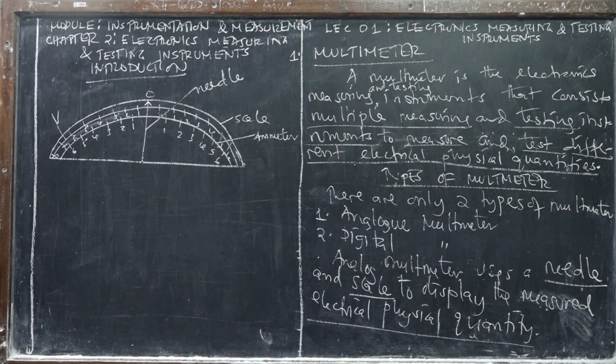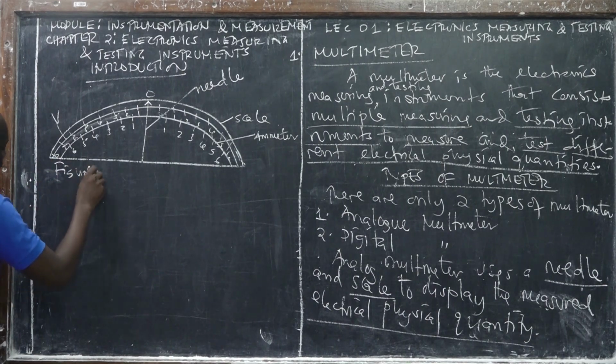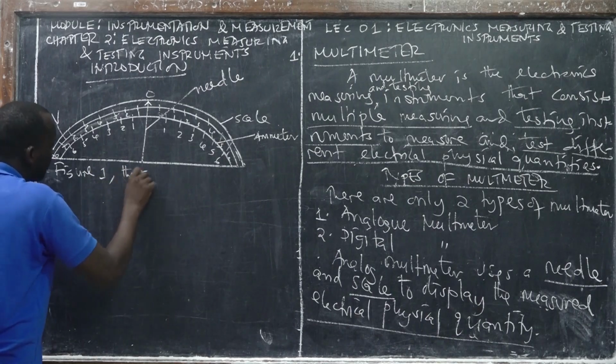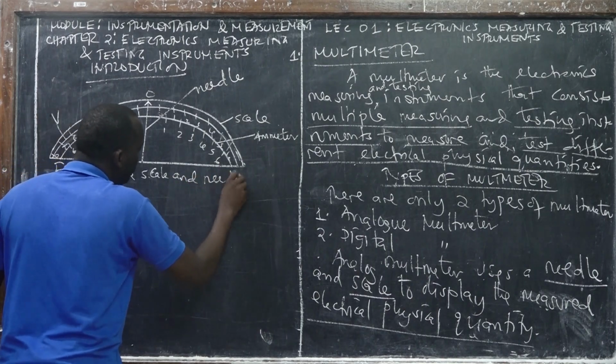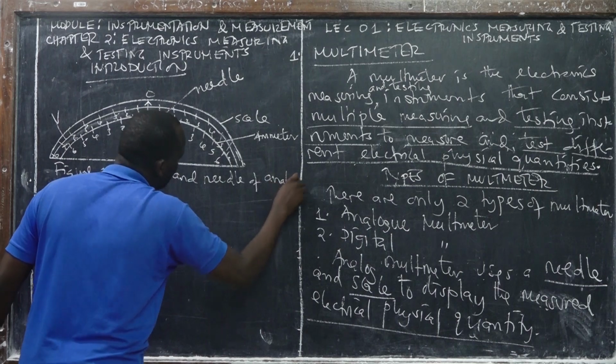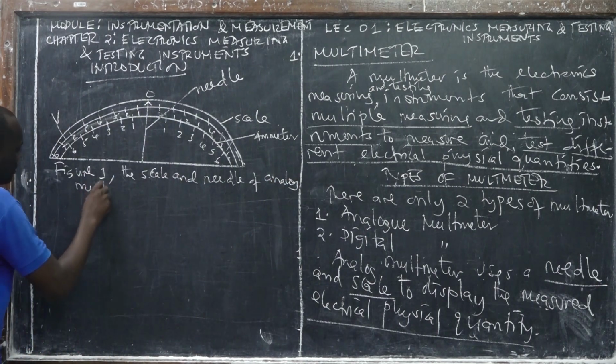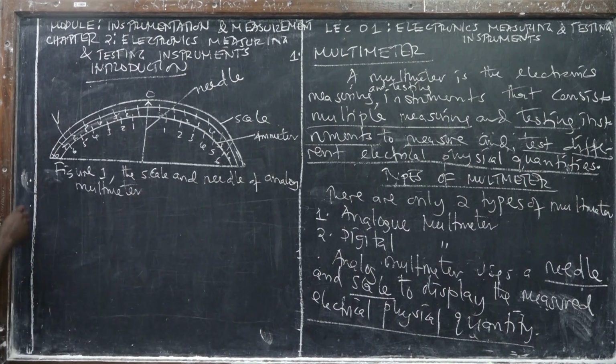Are we together? You can review the photo. Emmanuel has it. Refer to the photo of the analog multimeter that you took or discussed in the previous class. This we call figure 1: the scale and the needle of the analog multimeter. Then number 2, digital multimeter.